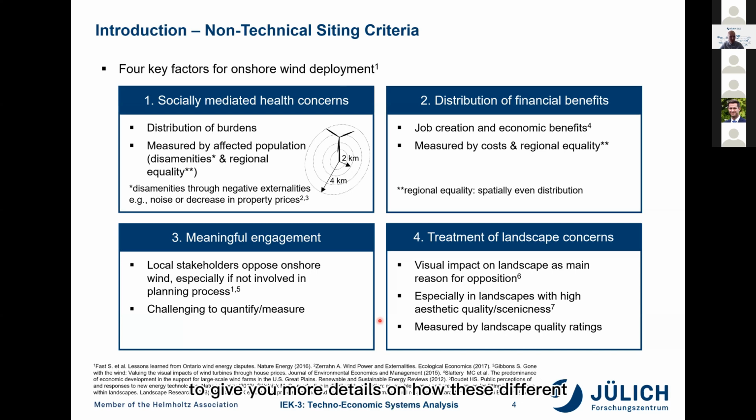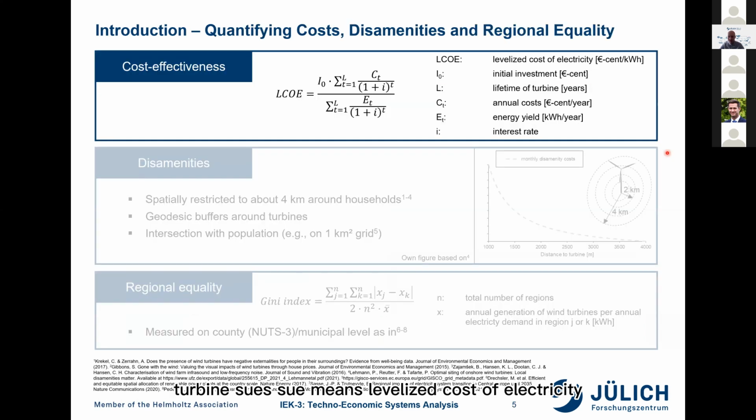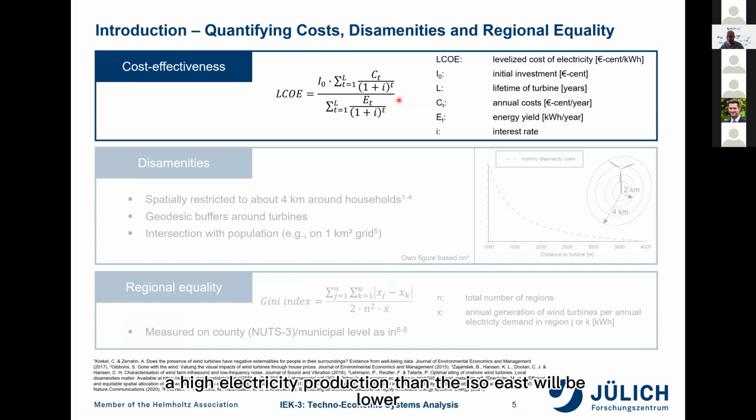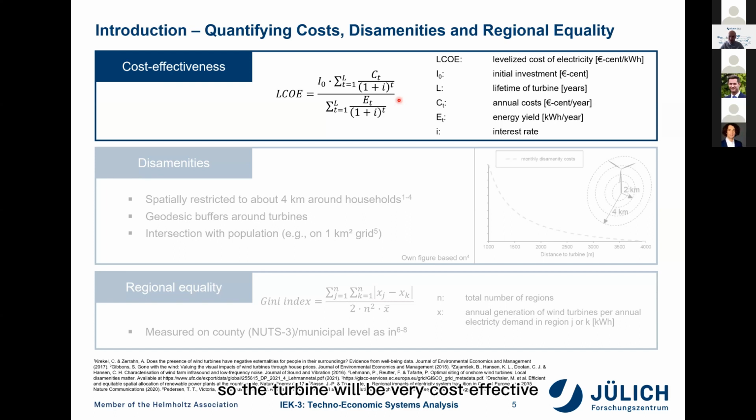To give you more details on how these different criteria could be measured, first of all, cost effectiveness could be measured by turbine LCOEs. LCOE means levelized cost of electricity, and it sets into relation the cost of a turbine with the electricity generation of this turbine. So if we have a very windy site with a high electricity production, then the LCOEs will be lower. So the turbine will be very cost effective.